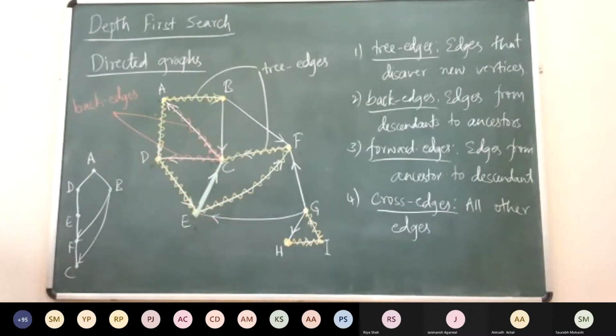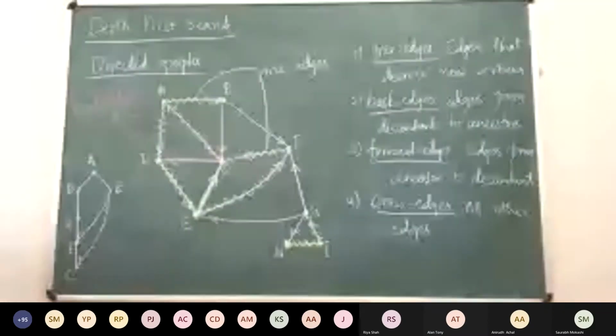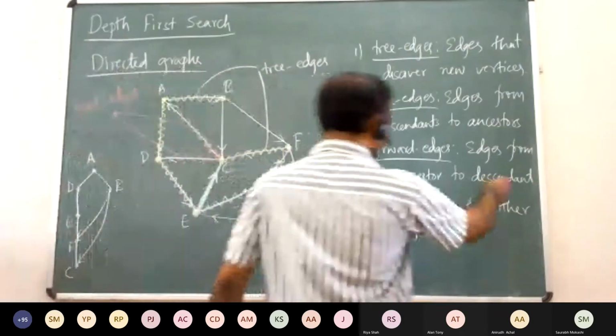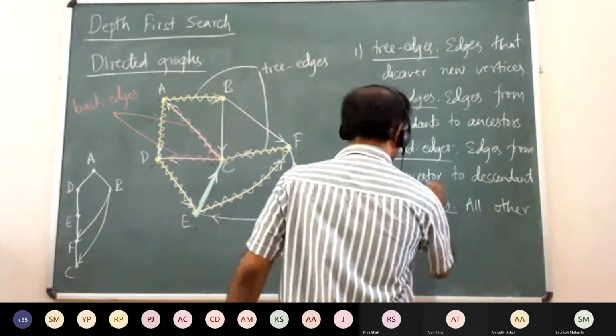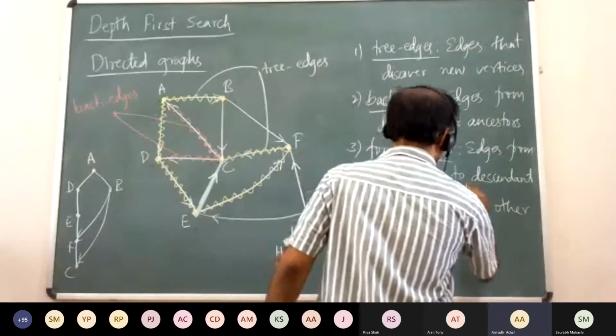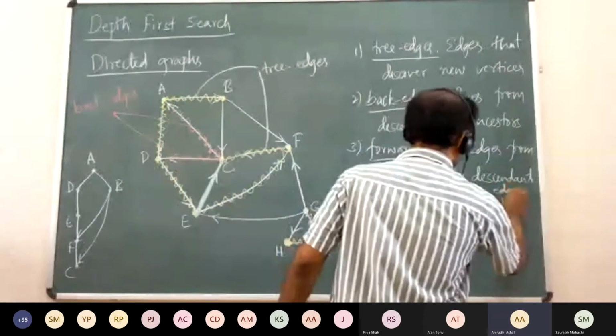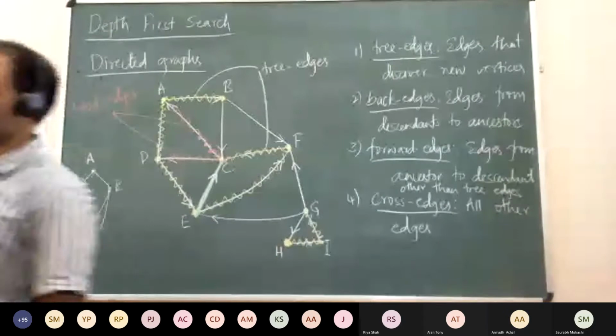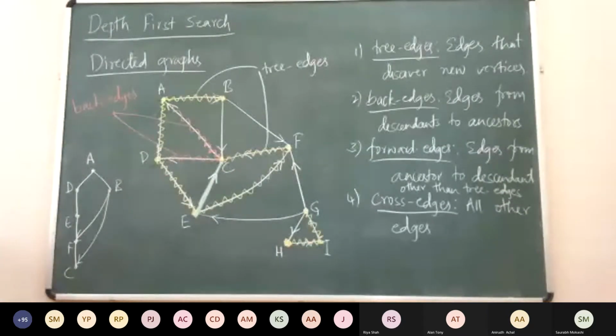So the forward edges, like there are even forward edges among the tree edges, right? It goes from the ancestor to descendant. That is the very next edge that we don't call as the, so okay. Edges from ancestor to descendant other than tree edges, or to a visited descendant. Right, other than tree edges. These are edges from ancestor to descendant other than the tree edges. Correct.